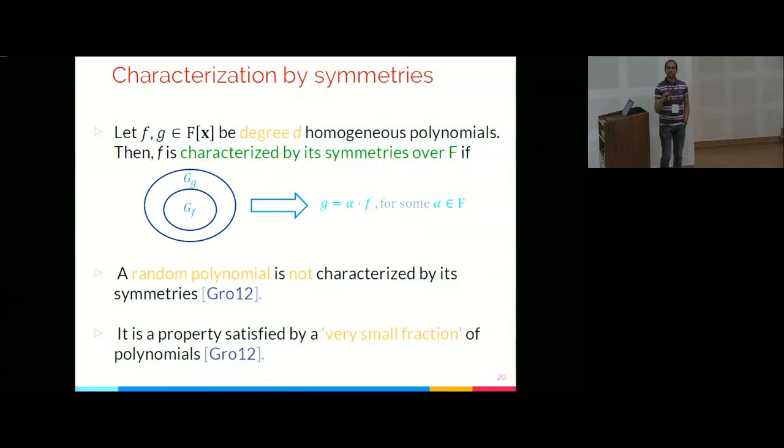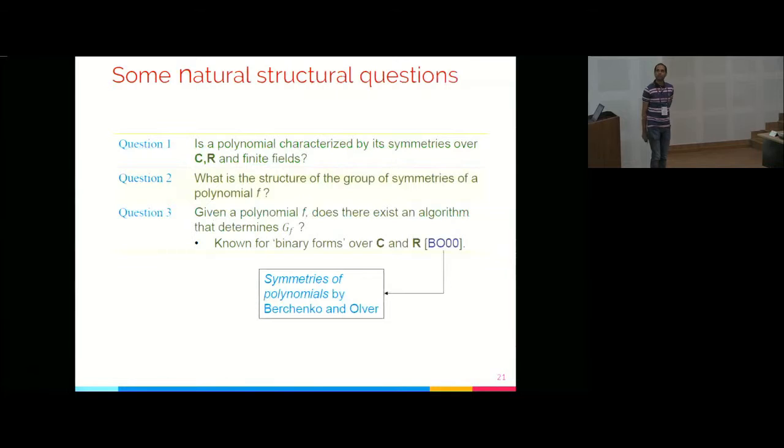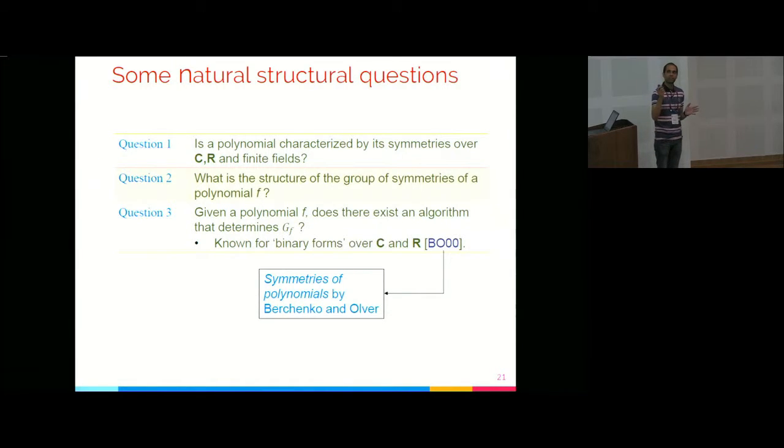Now we have sufficient ingredients to raise the structural questions, so let me go into that. The first question says: suppose I give you a polynomial, can you tell me if it is characterized by its symmetries over various fields, like the fields of complex numbers, real numbers, and finite fields?